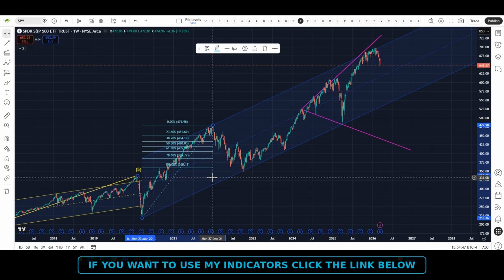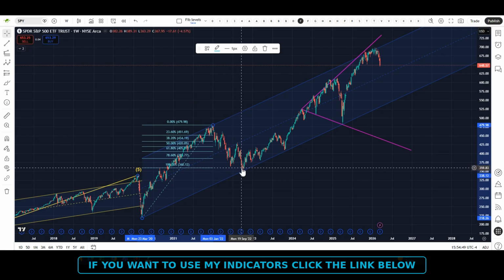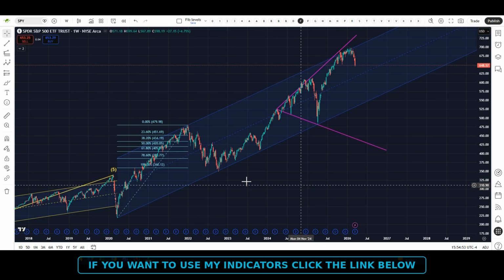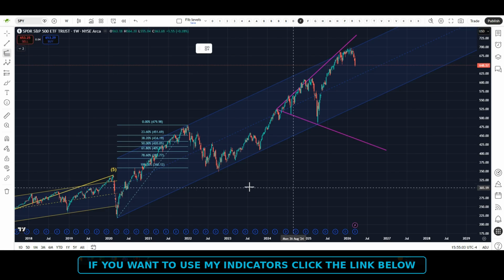I just want to emphasize area. I know I do every video, but area, okay? 100% measured move pullback area. Now, I don't believe in crashes that it is as valid, but it is.